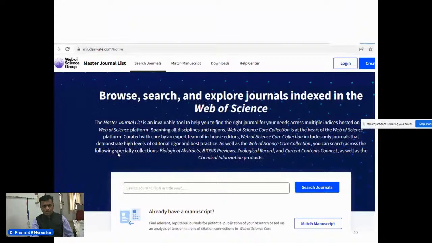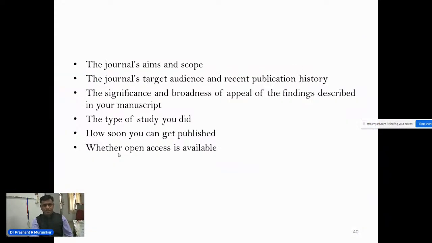Web of Science is another place where you can actually search as well as browse the journal index. Whether the journal is indexed in the Web of Science databases or not, you can also check there. You can search here also, Web of Science, right?